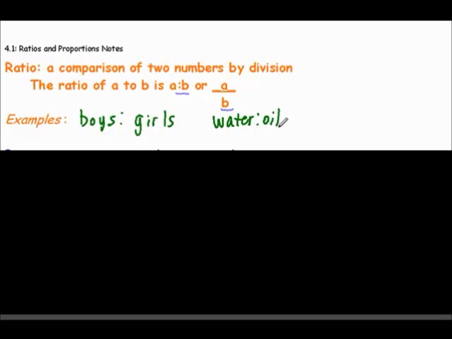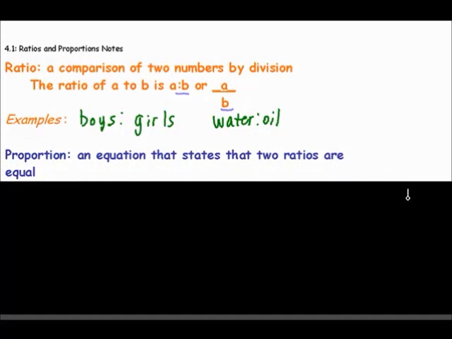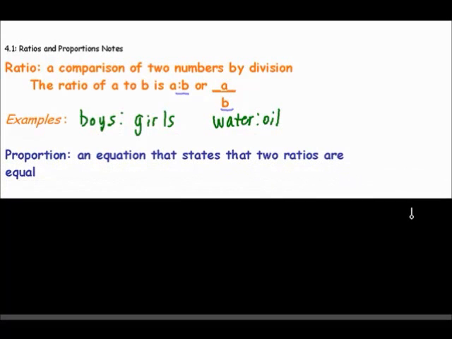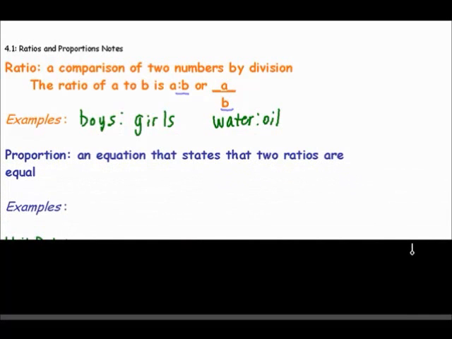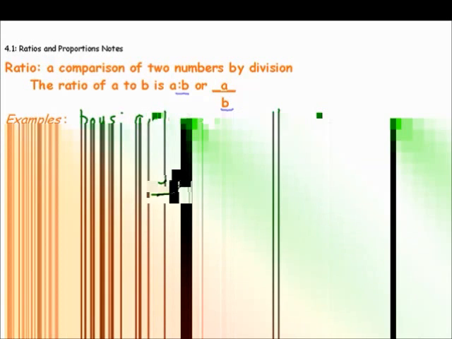Our next definition is proportion. A proportion is an equation that states that two ratios are equal. An example we might see would be 2 over x equals 5 over 9.